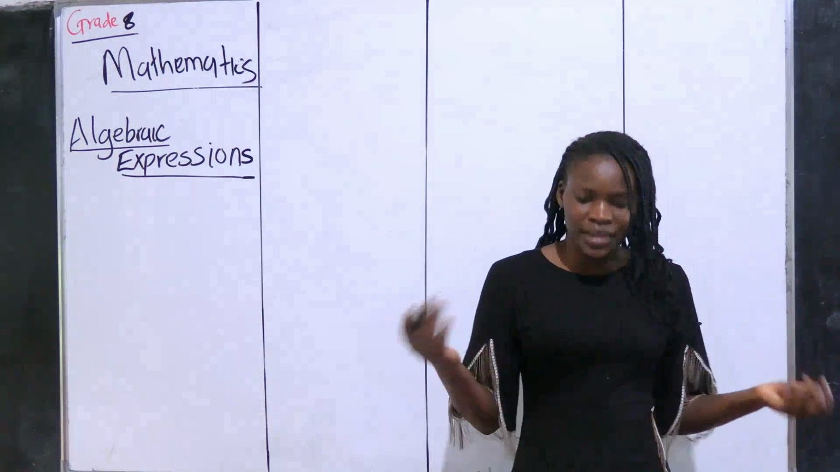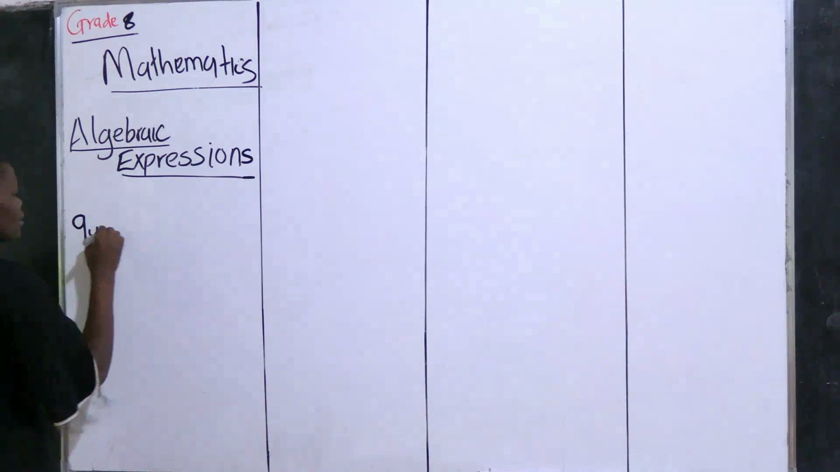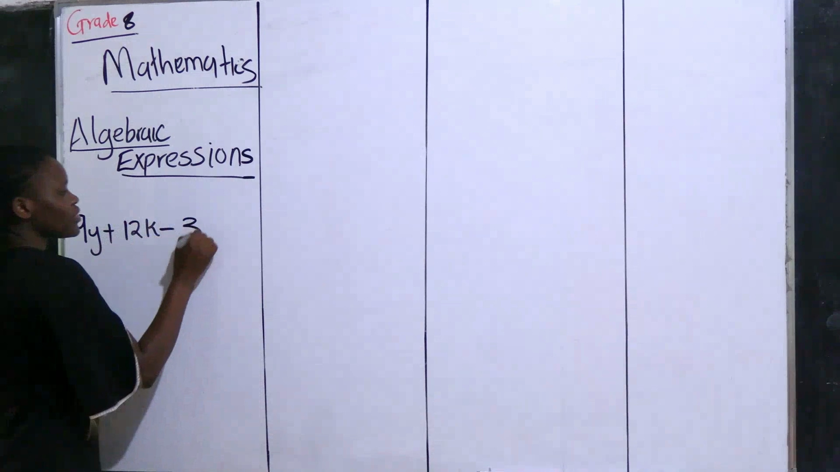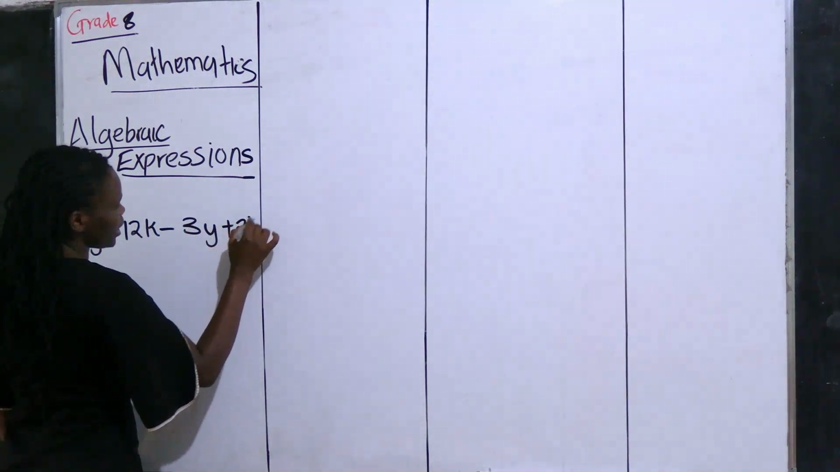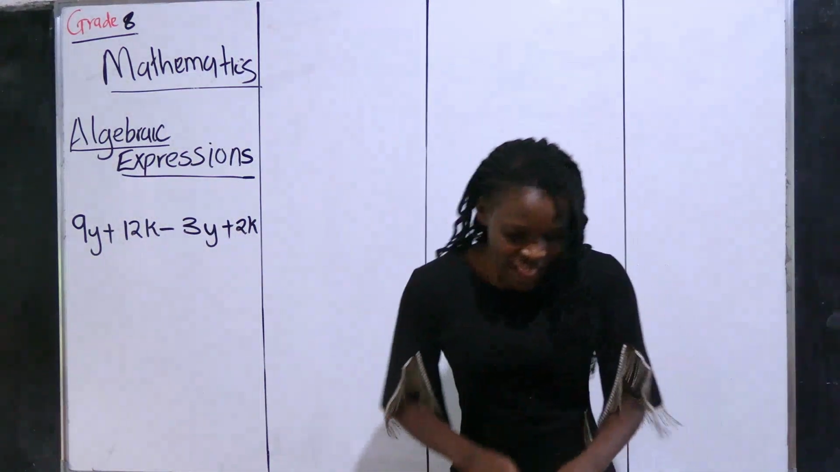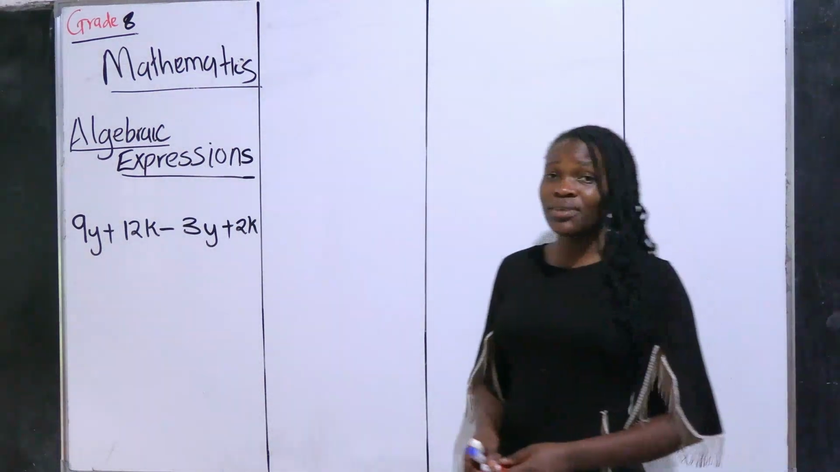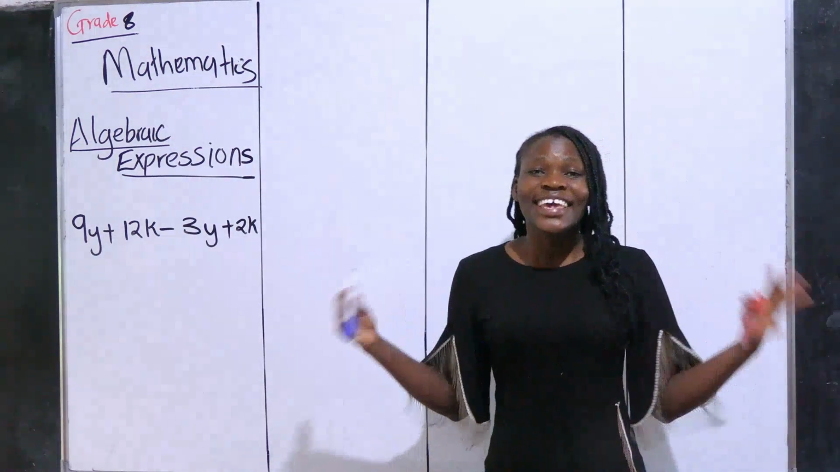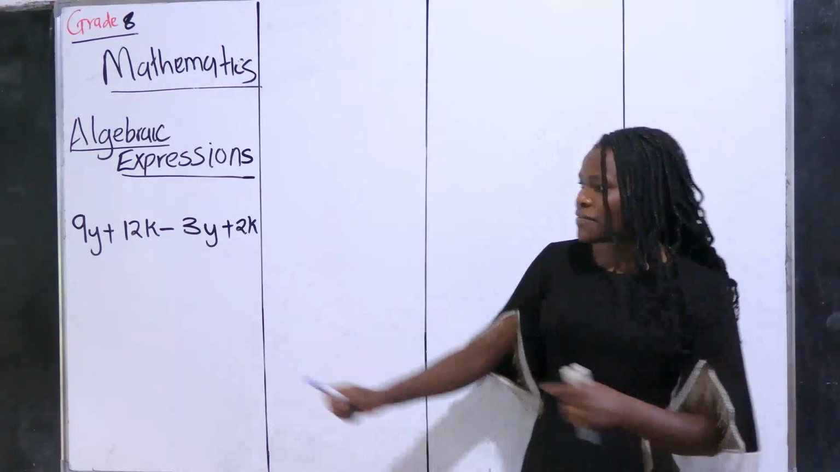For example, we can be given an expression like 9y plus 12k minus 3y plus 2k. I hope you can see that over there. That one is an algebraic expression. And why is it an algebraic expression, as we had said? An algebraic expression doesn't have what? An equal sign. But we can simplify it.